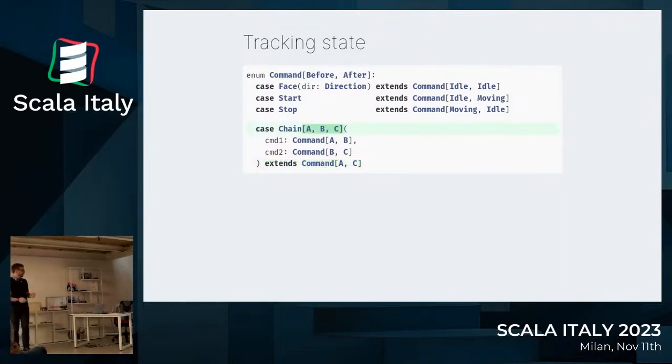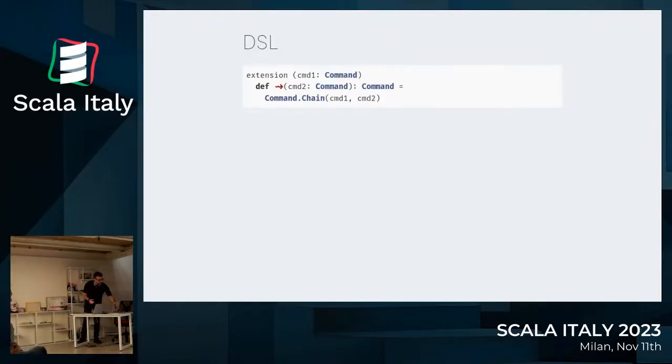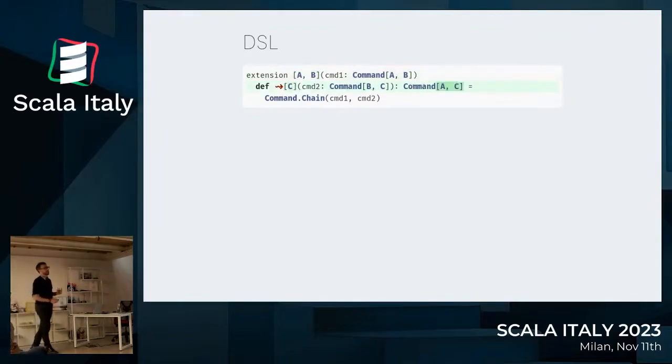Now, we're going to have to rework our DSL a little bit by adding types. So our first command is going to be from A to B, which we need to declare. Second command is going to be from B to C, which we need to declare. And we get a command from A to C. And that's it, just fixing the types.